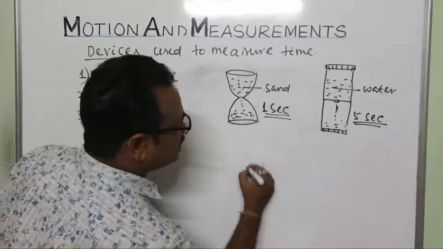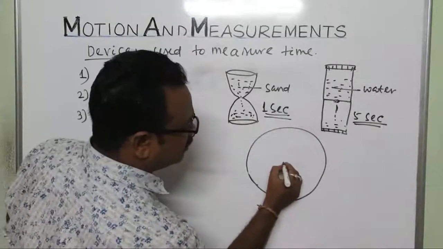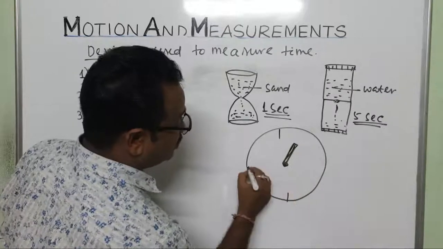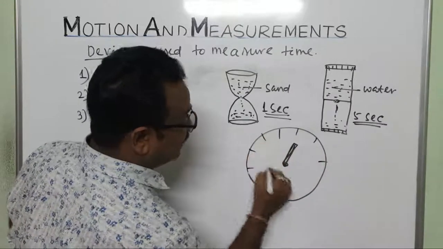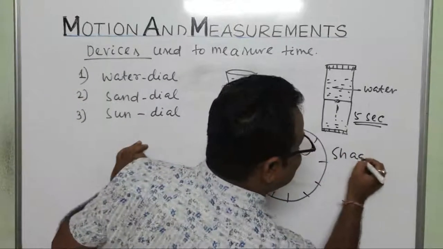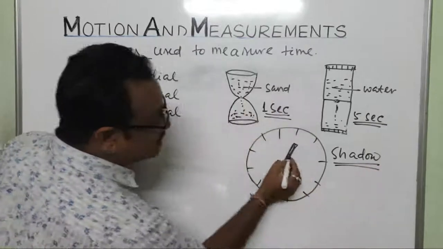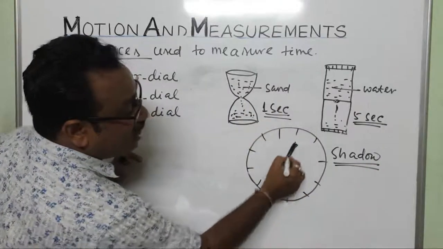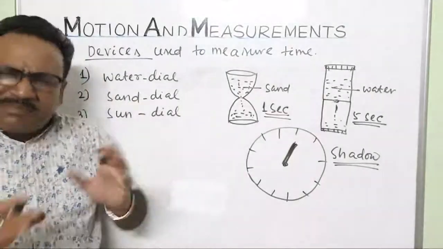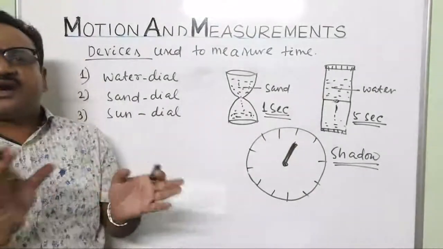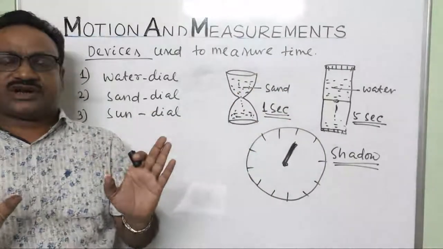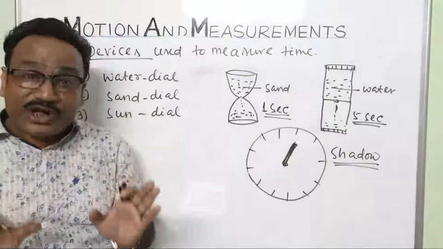Sundial. In the middle, there is a stick. Signs are given here. At that time, they were using the shadow of this stick. The shadow of this stick tells them the accurate time. But that was a little bit of estimation. Here and there, plus minus was there. So, these are not used as standard units for measuring time.